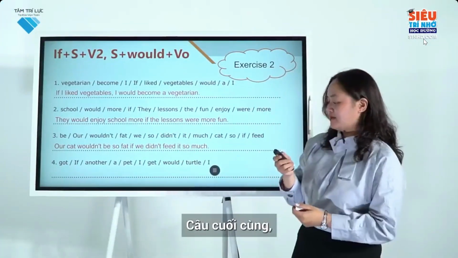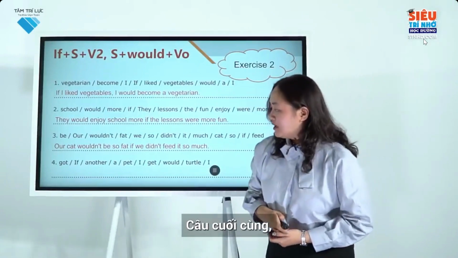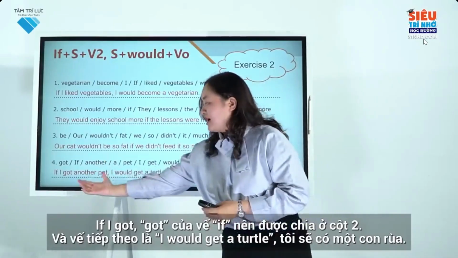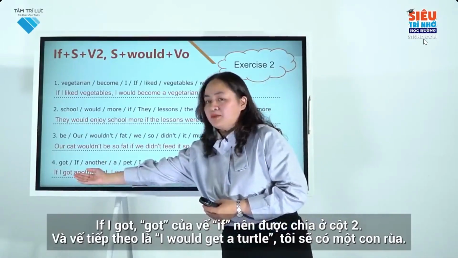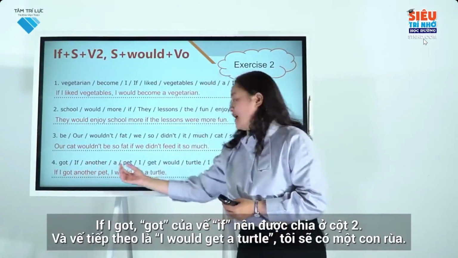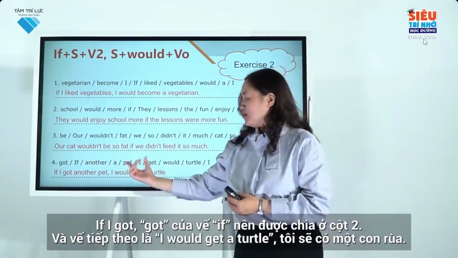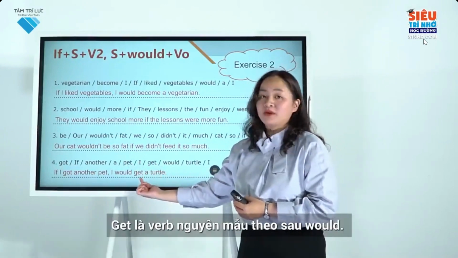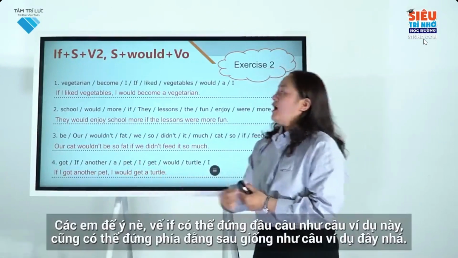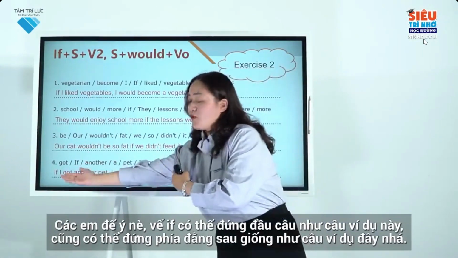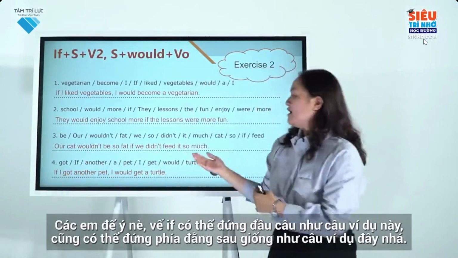Okay, and the last one. If I got another pet, I would get a turtle. The verb of the if clause should be conjugated in column 2, and the next clause is I would get a turtle. Tôi sẽ có một con rùa. Get is the infinitive verb that follows would. Notice that the if clause can be at the beginning of a sentence like this example. It can also be at the end like this example.